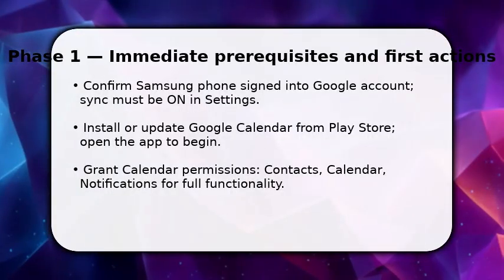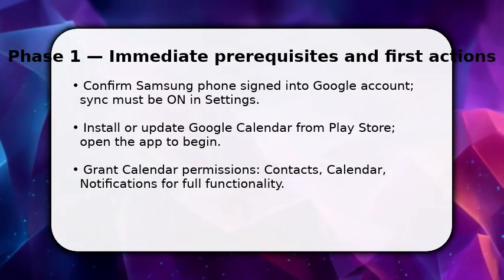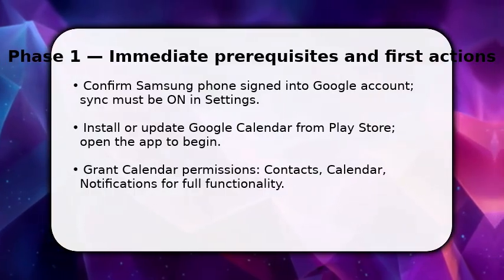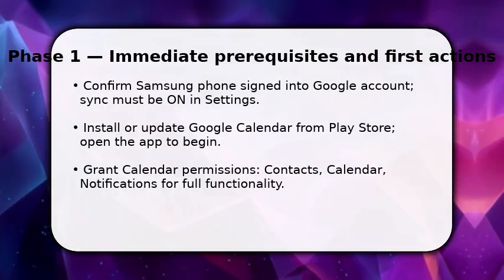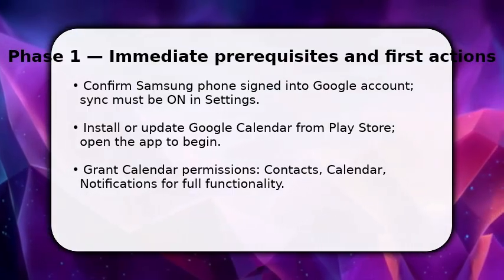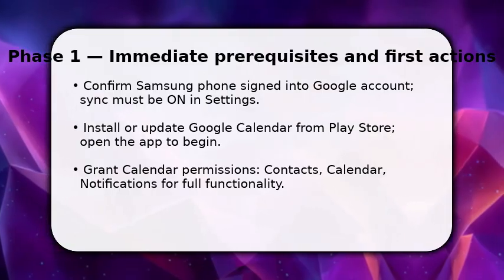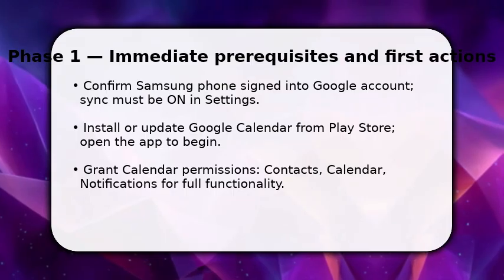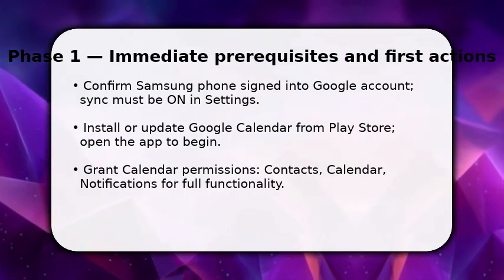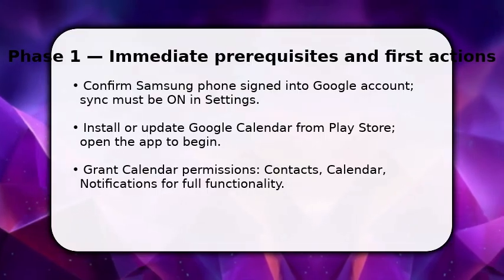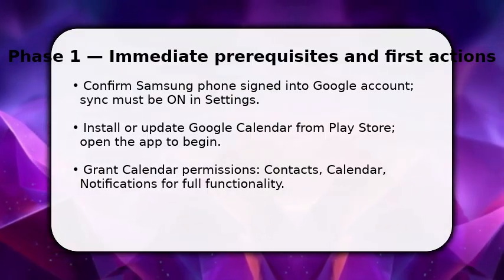You'll start by making sure your Samsung phone is ready. Sign into the Google account you want to use and turn Sync on so events transfer. Next, install or update Google Calendar from the Play Store. This ensures you have the latest features and bug fixes. When you open Calendar, grant permissions for contacts, calendar, and notifications so invites and alerts work. Once done, tap the plus icon to add your first event and follow prompts. This gets you into action immediately.